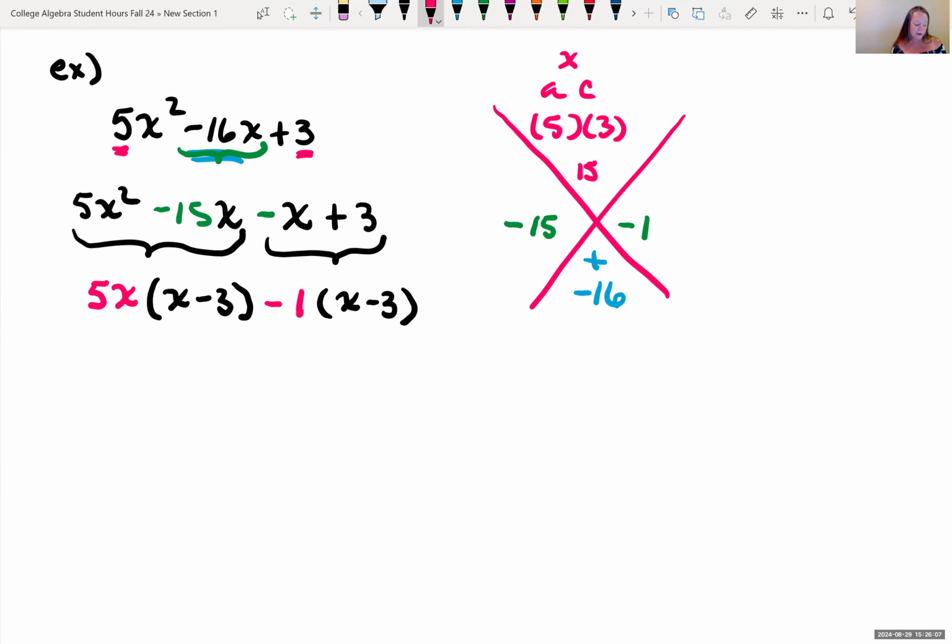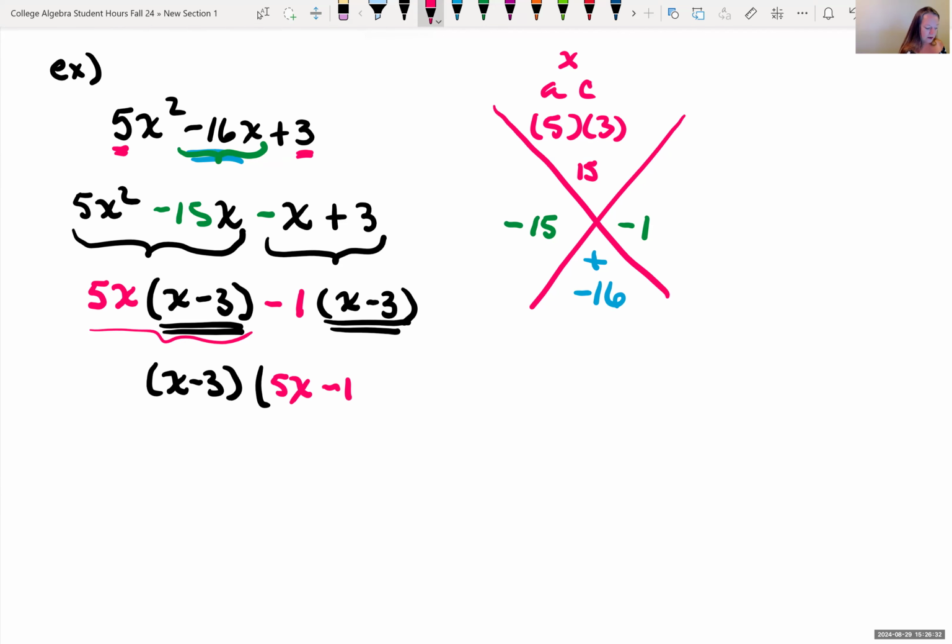And now what they have in common is this parentheses, x minus 3. So if I pull out x minus 3 from 5x times x minus 3, I'm just left with a 5x for that first grouping. And if I pull out the x minus 3 from that second grouping, I'm left with a negative 1. And so we can always check this by going backwards and doing our distributive method and show that we get back 5x squared minus 16x plus 3.